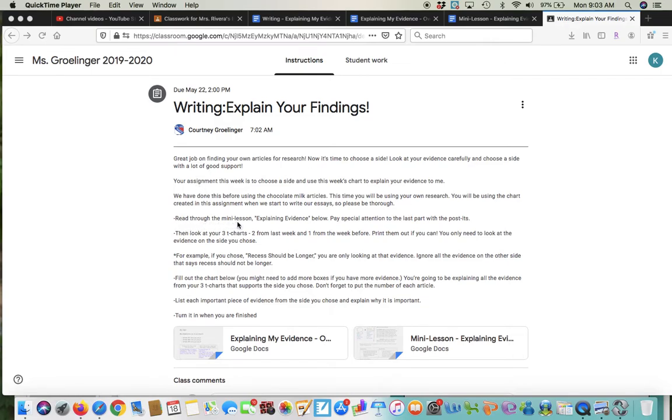Read through the mini lesson explaining evidence below. So first we have to look at the mini lesson. Pay special attention to the last part with the post-its. Then you're going to look at the chart. So before we even read the rest of the instructions, let's go to the mini lesson, which I have right here.